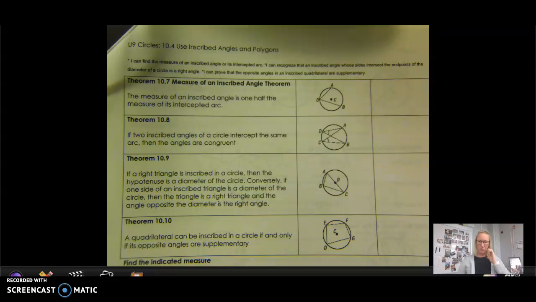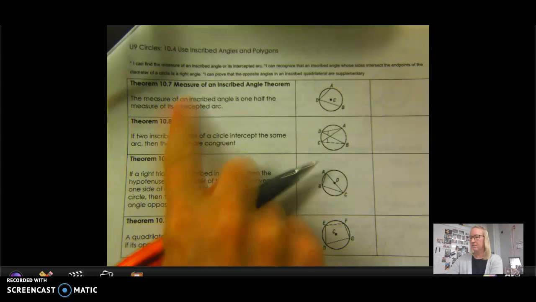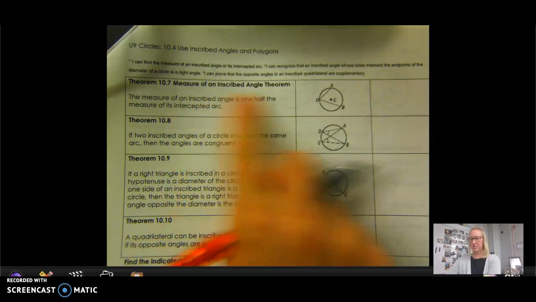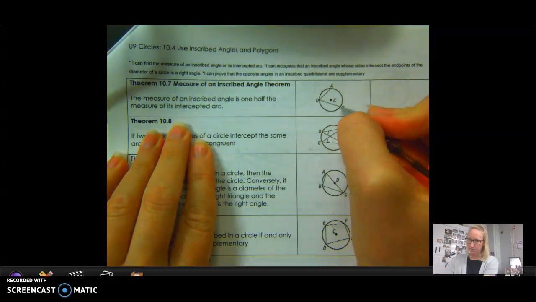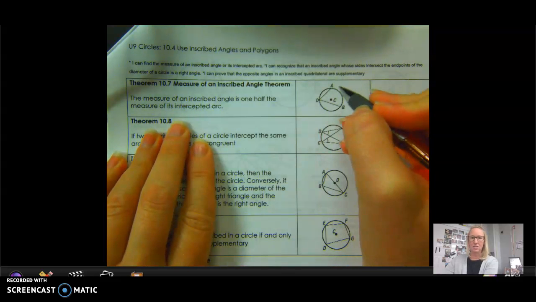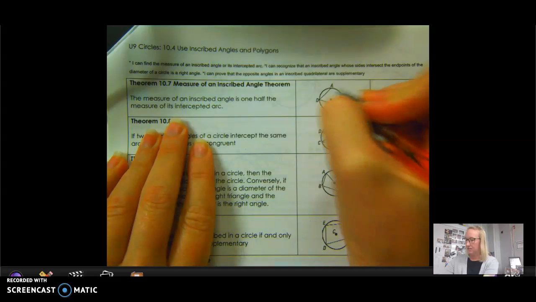All right, so 9.4 or 10.4, we are talking about inscribed angles inside, and polygons inside. Inscribed means inside circles, or it means inside something. So in this case, we're talking about inside a circle. So 10.7 is saying measure of an inscribed angle theorem. So the measure of an inscribed angle, so here's my inscribed angle, it's the angle inside the circle, is half the measure of the intercepted arc.